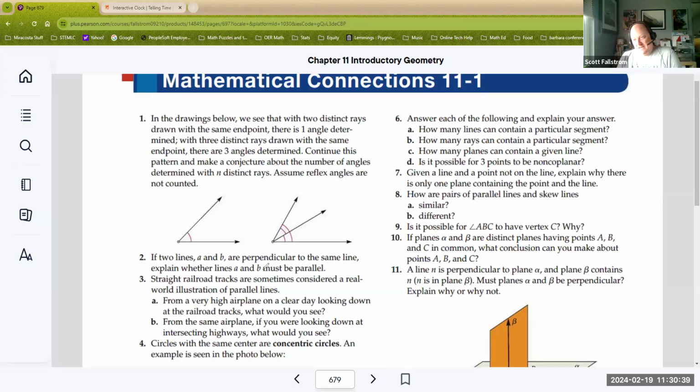And again, it says no reflex angles, so it's not referring to reflex angles. And remember, if you're like, what the heck is a reflex angle? A reflex angle would be this one going around here. Okay, so we're not talking about that.